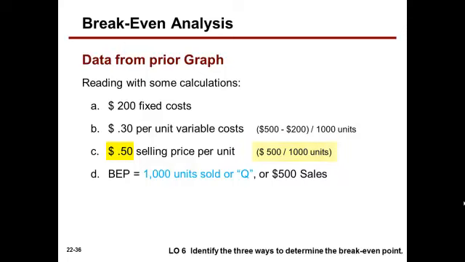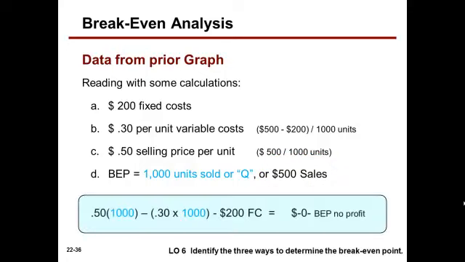And we were at our break-even point at that 1,000 units sold, or Q. We can cross to the y-axis, $500 in sales. Sales expressed at the break-even point. We can convert all this data into the mathematical expression. 50 cents a unit selling price times 1,000 units. 30 cents a unit variable cost times 1,000 units sold. Minus $200 fixed cost equals 0, our break-even point.